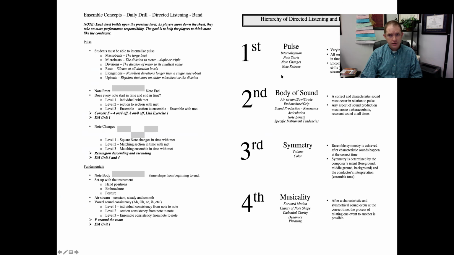Okay? Body of sound, this gets into airstream, bow stroke, embouchure, grip, articulation, note length. Now we get into symmetry as the third level. So you can see it's a hierarchy of sound. This same hierarchy you have to build as beginners.